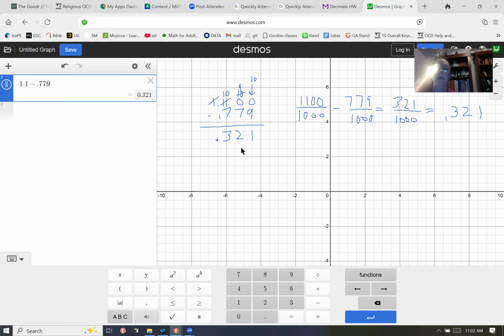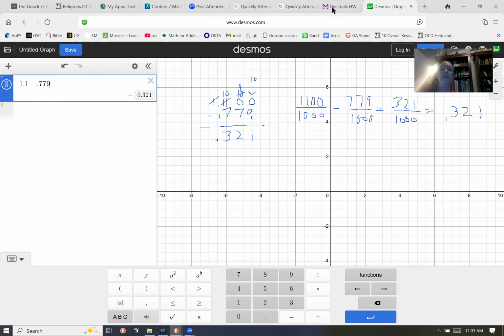Trading. It's probably more familiar to you. It's typically what's taught in school. When I was in school, they called it borrowing. Now they use a better word. They call it trading, because that's what you're actually doing. You're trading out ones for tenths, hundredths, and thousandths, and so on.